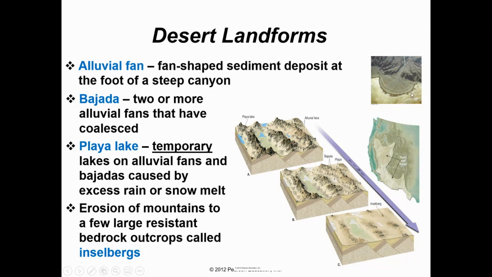A lot of times you can be driving across these things out in the boondocks, and you won't even notice you're driving across one until you really take a close look. They're huge in scale typically. Then we have the bajada. That's just when two or more alluvial fans coalesce to become one. So you can see right here, that's kind of beginning to start.